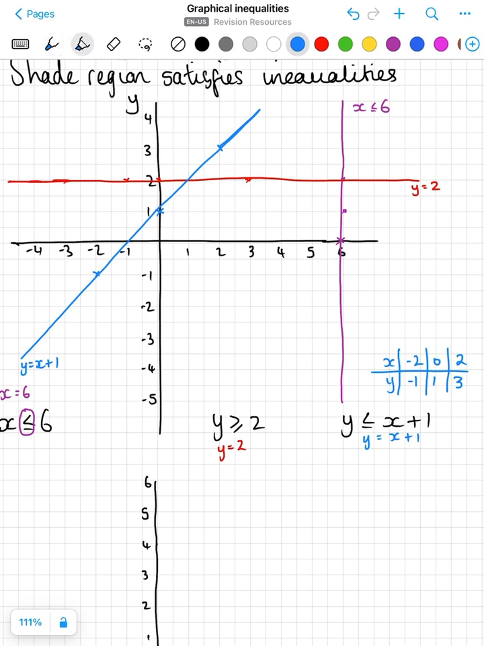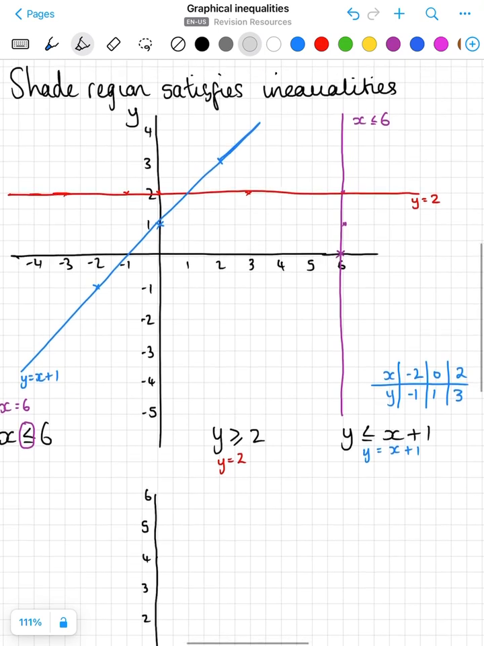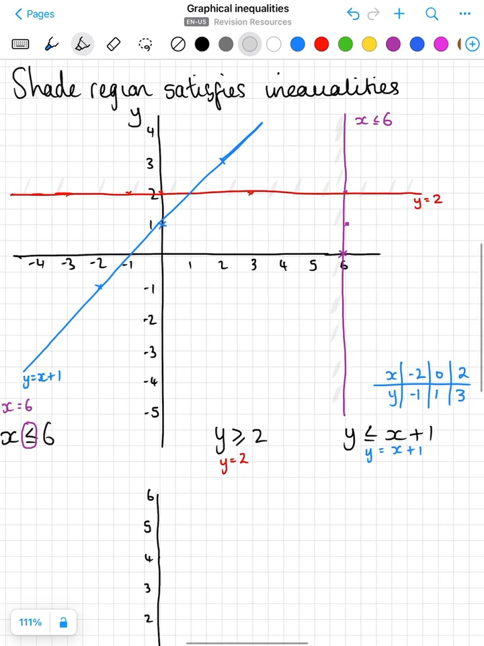Now to shade the region, we need to consider all of the inequalities. So x is less than or equal to 6. So my purple line, I'm looking at shading to the left-hand side of this line. Y is greater than or equal to 2, so I'm going to be shading above the red line. And y is less than or equal to x plus 1, so I'm going to be shading below the blue line.